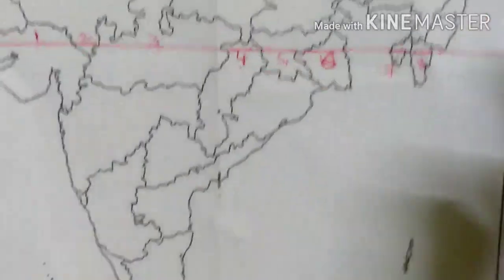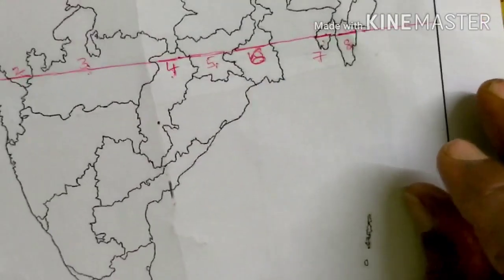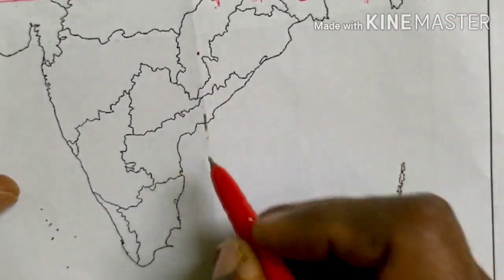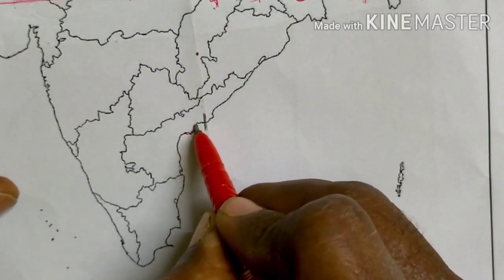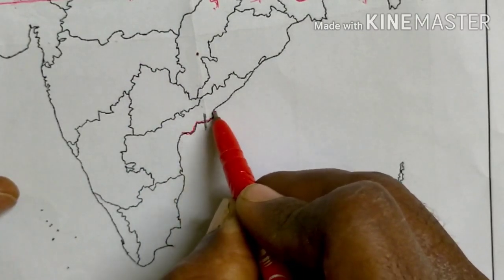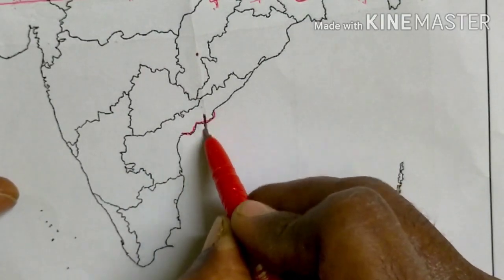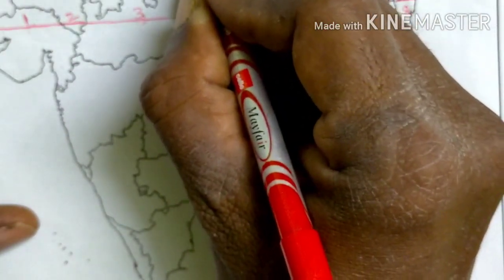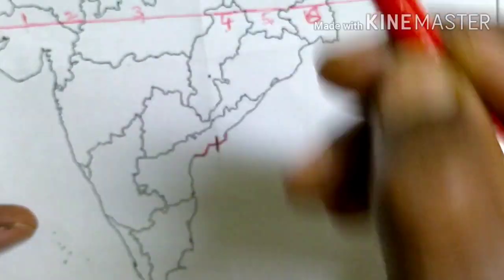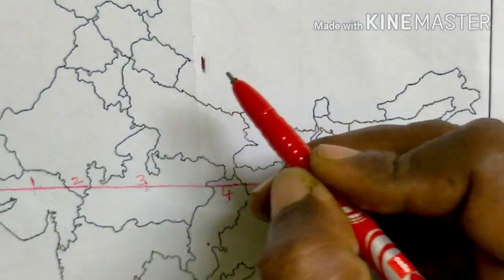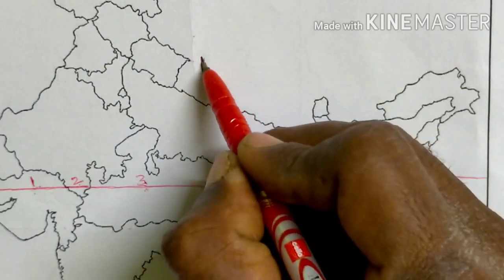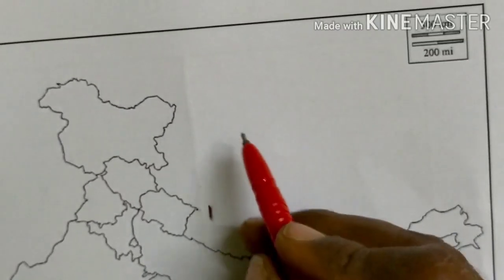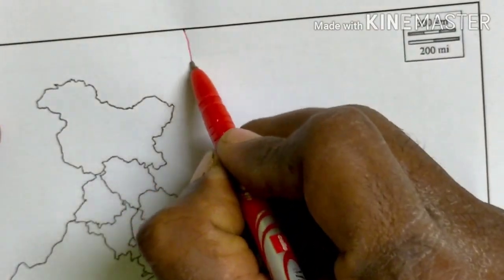Here you observe. We also know about the states through which the Indian Standard Meridian passes. This is W. Imagine this is W. Put a small mark. This is Nepal. You put a small line here. Now I am drawing the Tropic of Cancer. Observe it.